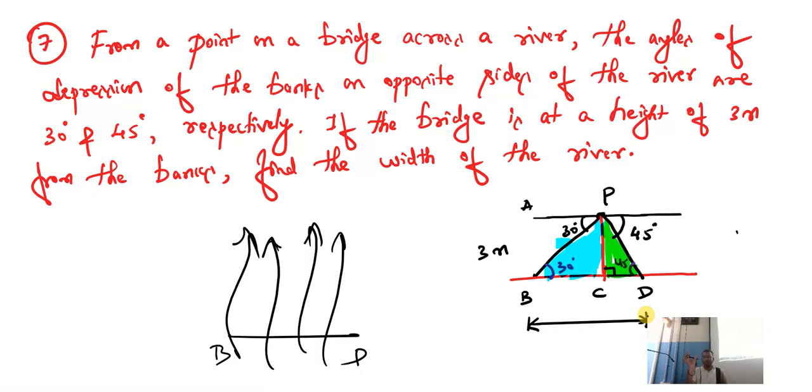Width of the river means we have to find BD. If you want to find the value of BD, first we should know BC, then we should know CD. Simple. Find BC separately according to figure 1. Find CD separately according to figure 2. Then add both the values. You will get the width of the river.